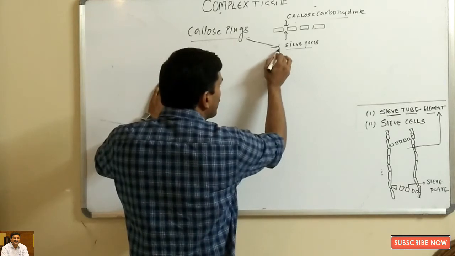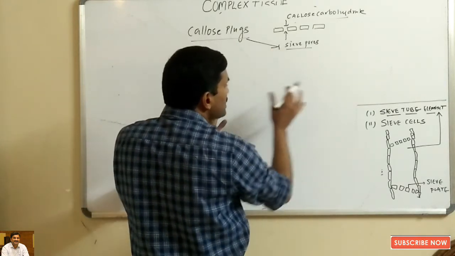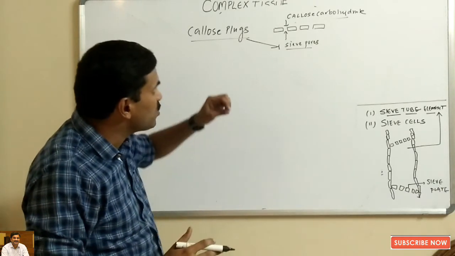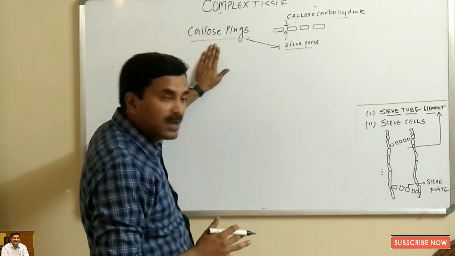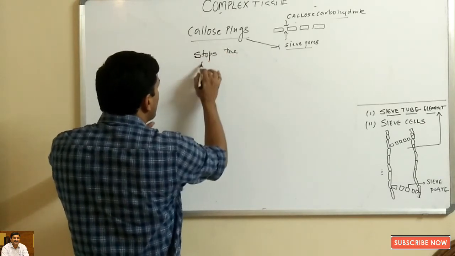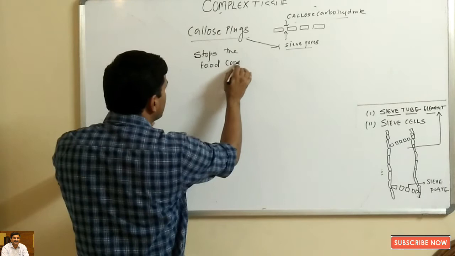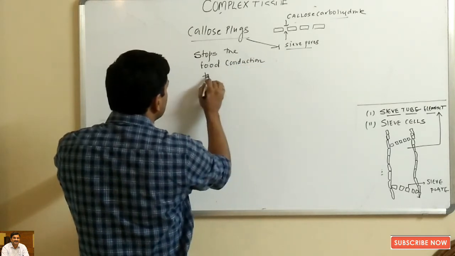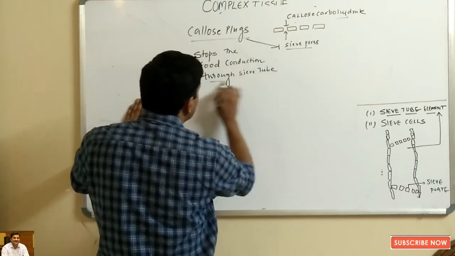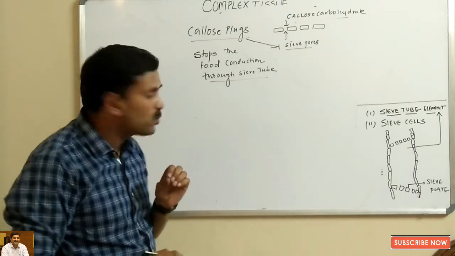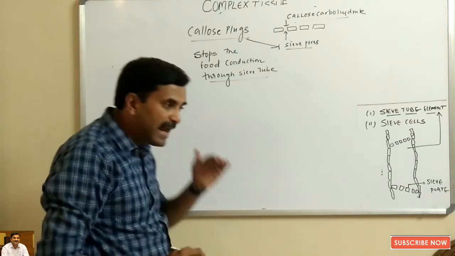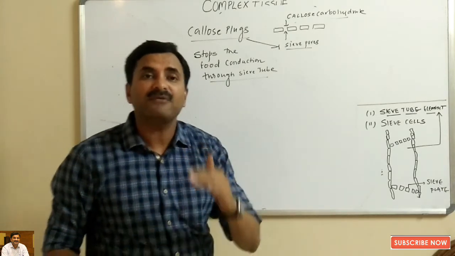Callose plugs, right? What I want to tell is what happens in the winters. The sieve plate has many sieve pores. Now these sieve pores are plugged with callose plugs. These callose plugs stop the food conduction through the sieve tube. So during the winter season, as the sieve pores are closed, the food conduction through the sieve tube will be stopped.